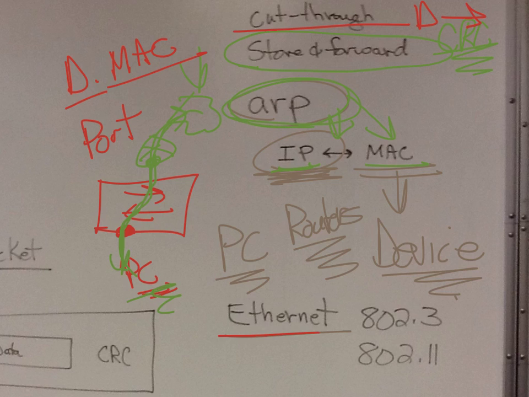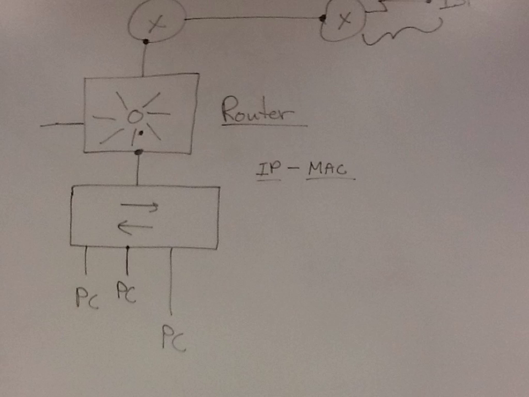Alright, talk about Ethernet, 802.3, and Wi-Fi, 802.11. These two are probably the most popular way to connect at the data link layer. Data link layer. So if we were to look at an example here, this would be like in our labs.